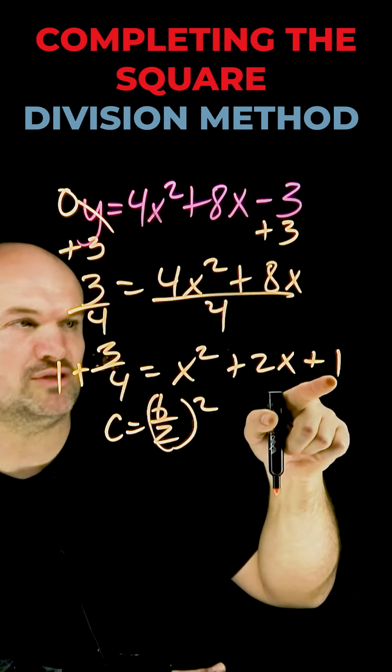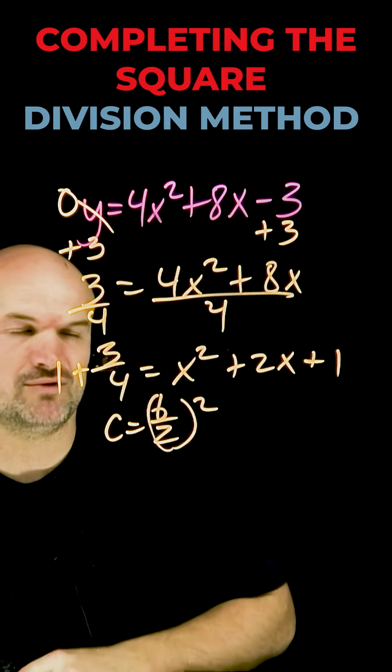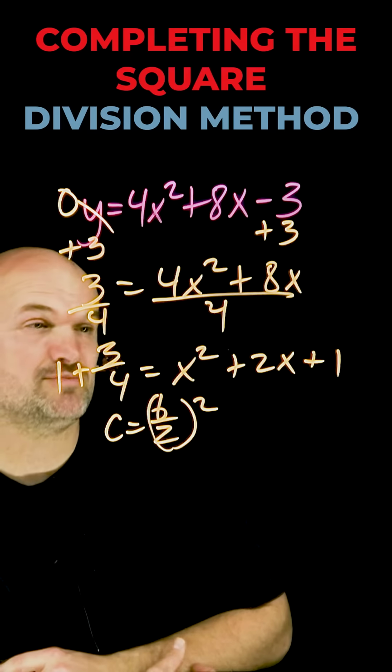Basically, what two numbers multiplied to give me 1, add to give me 2? Hopefully you recognize that's a 1 and a 1. So rather than writing it as x plus 1 times x plus 1, I can rewrite it as x plus 1 squared.